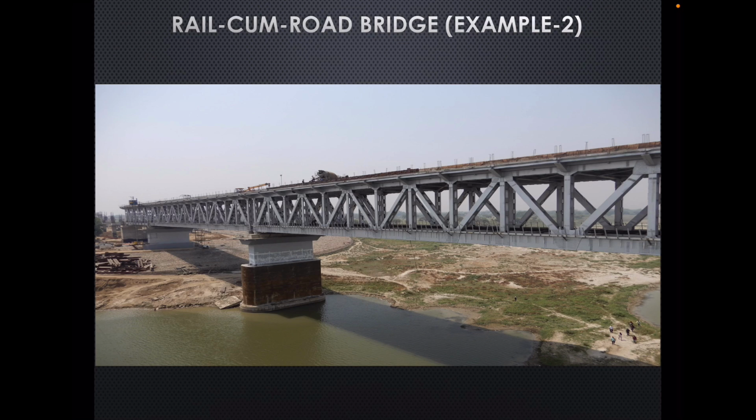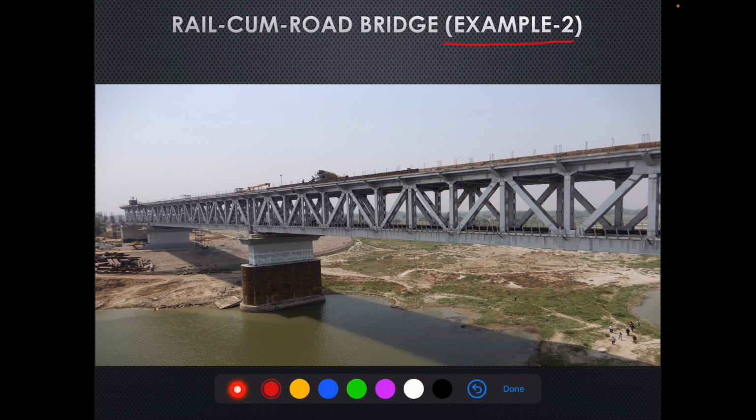Hi, welcome again. So far we have seen one example of rail cum road bridge, which was a fully welded structure. That was example one. Now we have example two. It is a bolted structure.